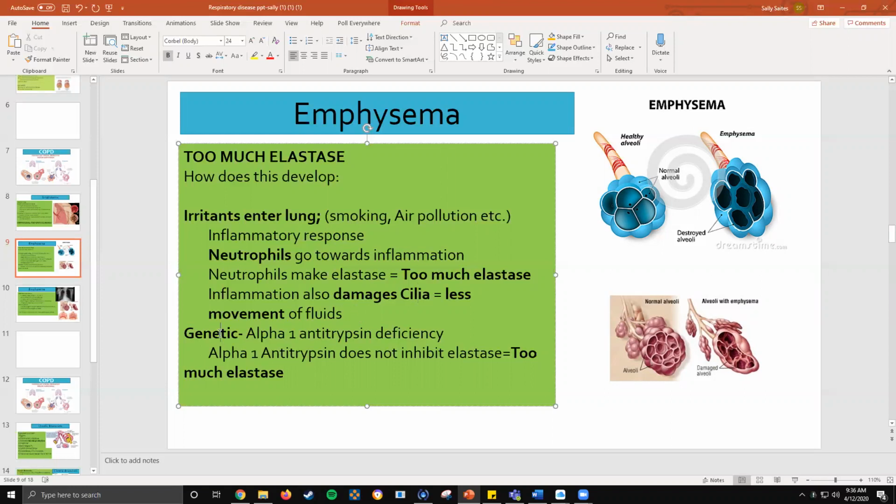Also genetically, we talked about that alpha-1 antitrypsin that is also in our body. So with this, in the genetic system, we can have a deficiency. So you can have a genetic deficiency of alpha-1 antitrypsin. So if we have a deficiency, it does not inhibit the elastase. So if it doesn't inhibit this, then we also get too much elastase. And this is the genetic component.